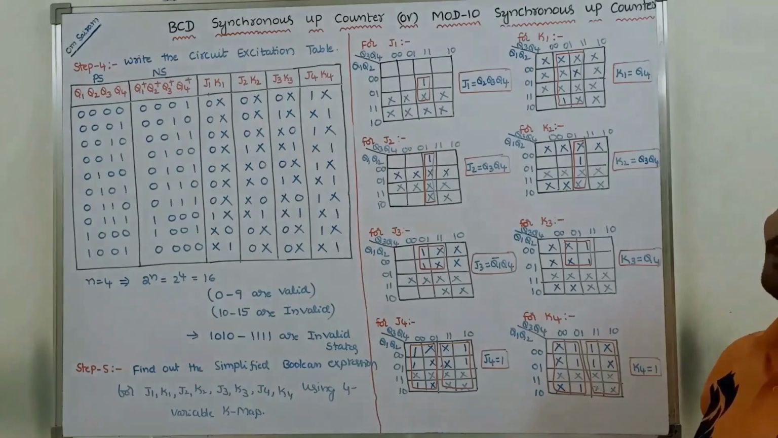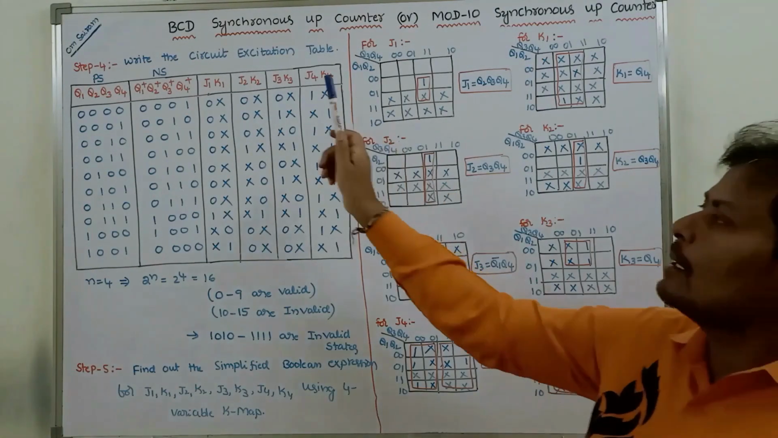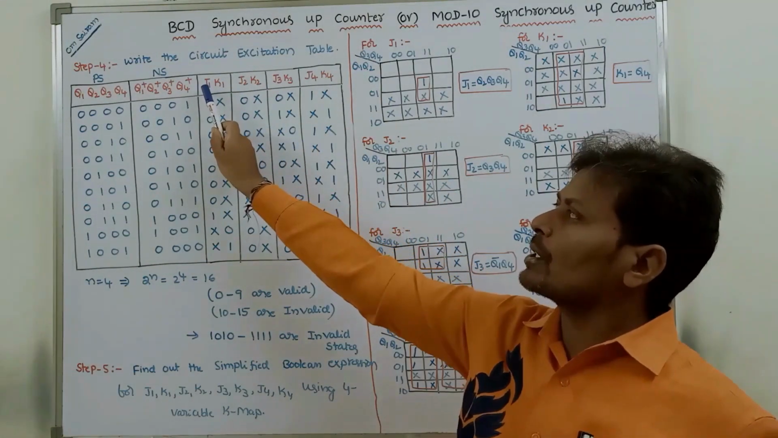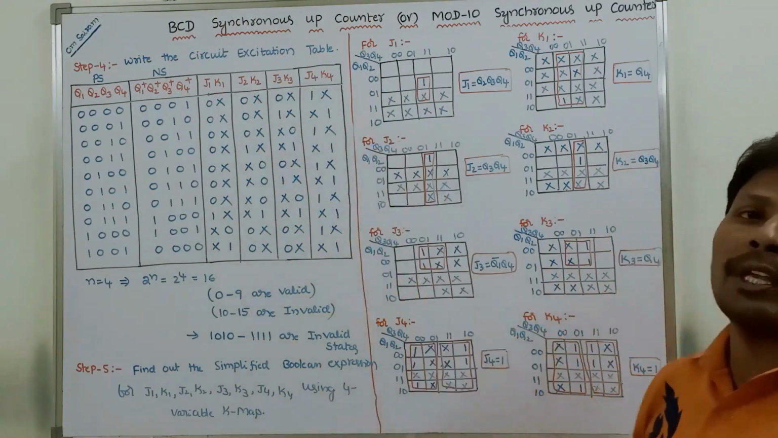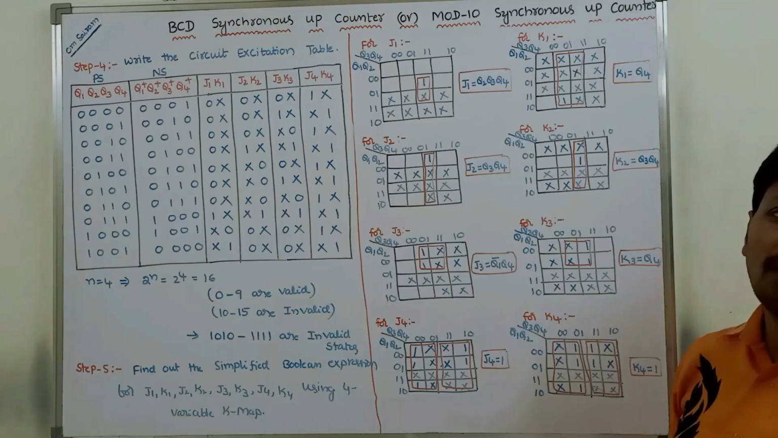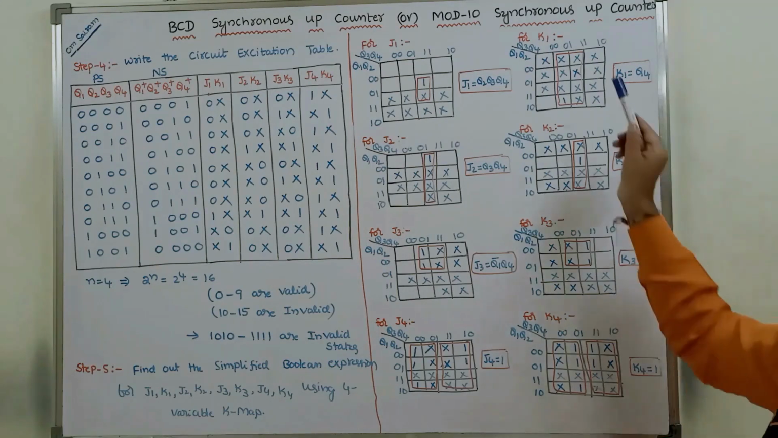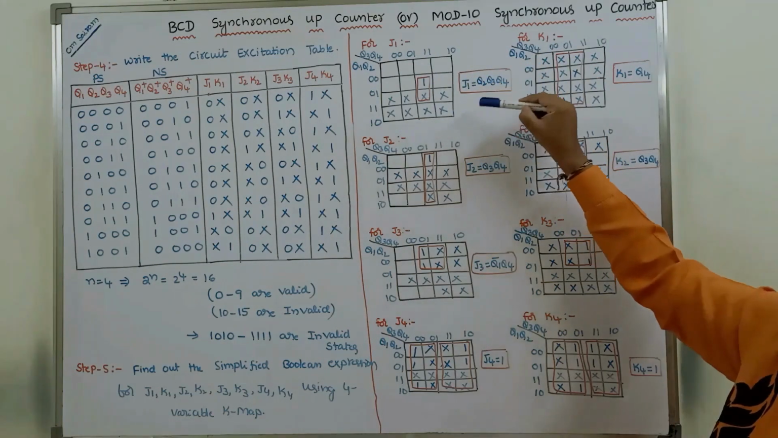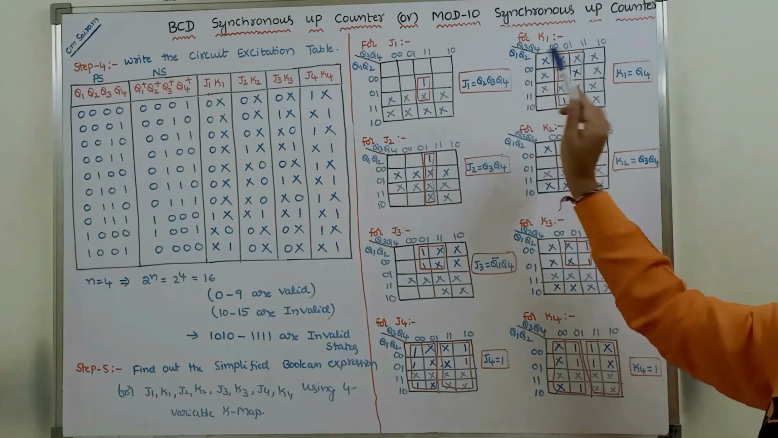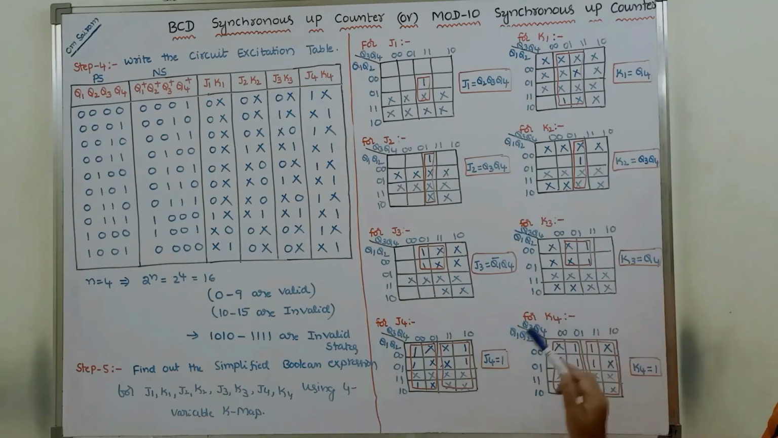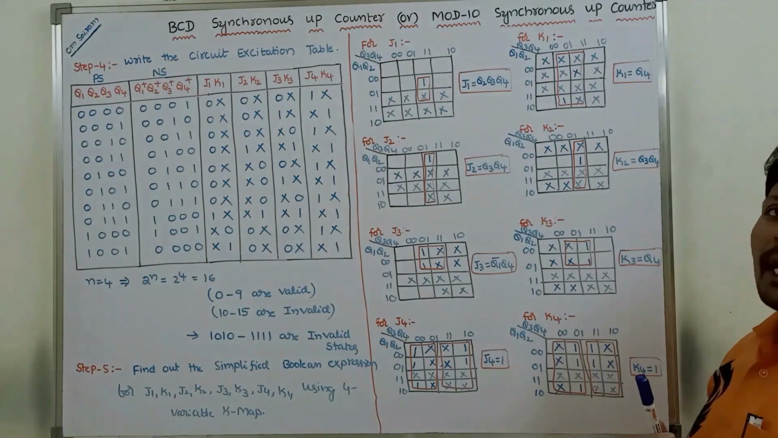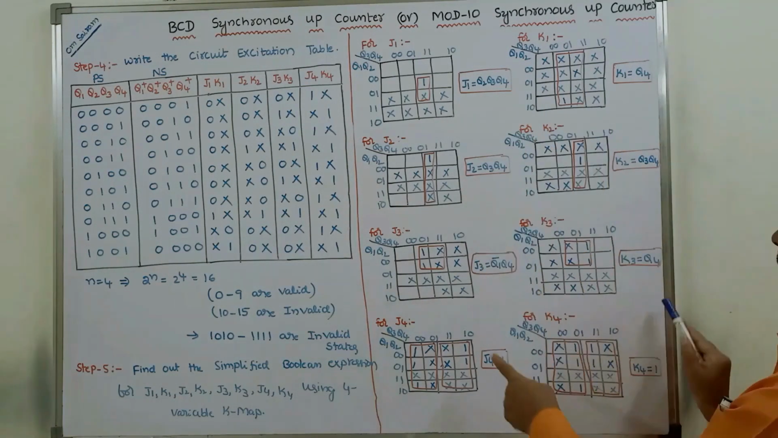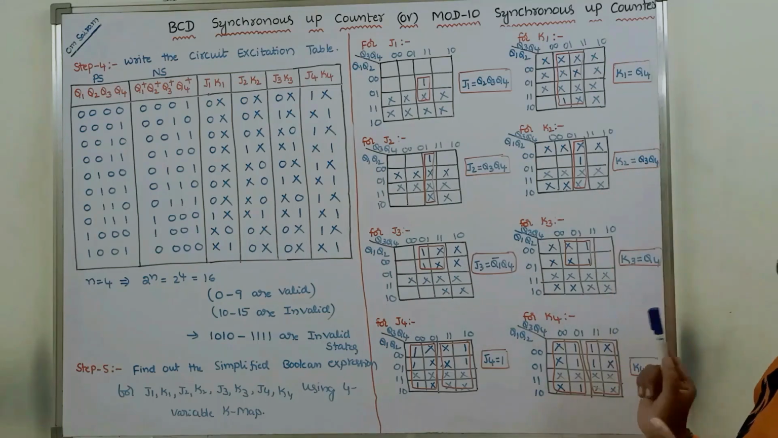In step 5, we have to find out the simplified Boolean expression for J1, K1, J2, K2, J3, K3, J4, K4 using a 4 variable Karnaugh map. So this is the structure of the 4 variable Karnaugh map for J1, K1, J2, K2, J3, K3, J4, K4. For saving of time, I am explaining each and every one.